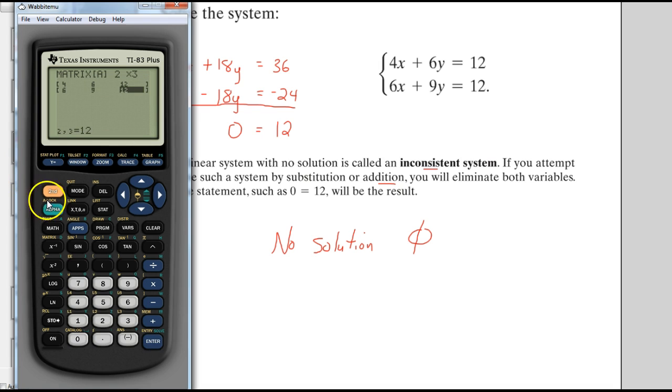Then we're going to back out, second quit, back into the matrix menu, math, look for RREF, and then back in second matrix A, and then enter. Now if you have decimals, especially if it's a repeating decimal that goes off the screen, you can always press math 1 to convert to a fraction and change those decimals to fractions.